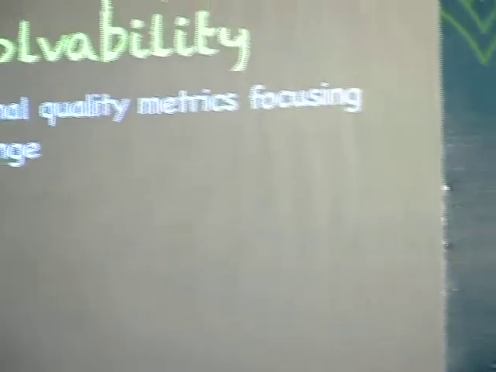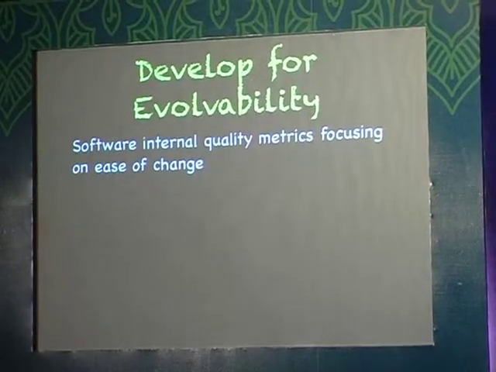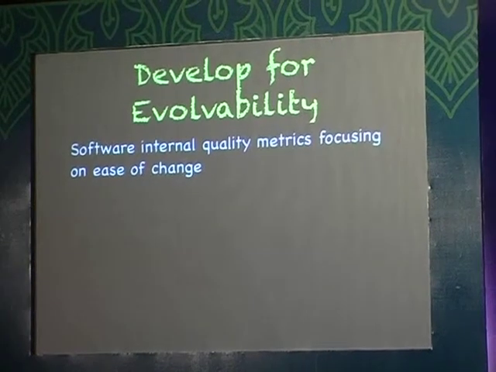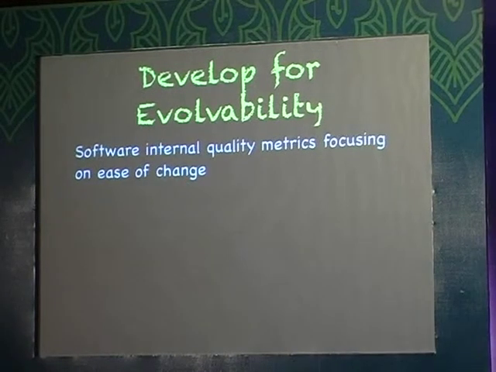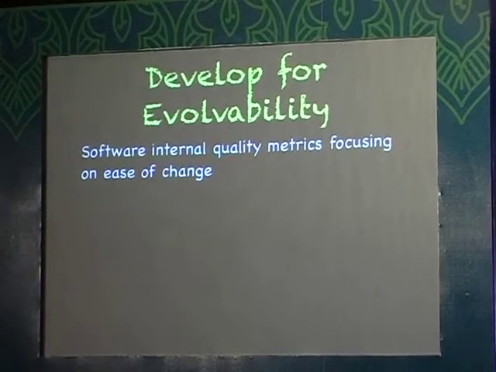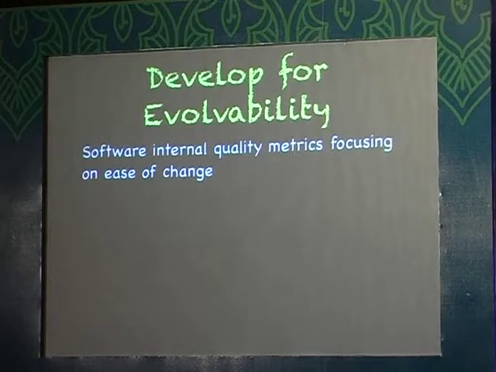I mentioned internal software quality earlier. There are a whole series of metrics that can help you understand just how difficult it is for you to change your code. And there are two aspects to how difficult it is to change the code. The first is the one that is very often forgotten, which is how difficult it is to understand what's going on in the code. Because you can't change it, even if you wrote it, unless you understand it. And depending on how long ago you wrote it, you probably don't understand it anymore.